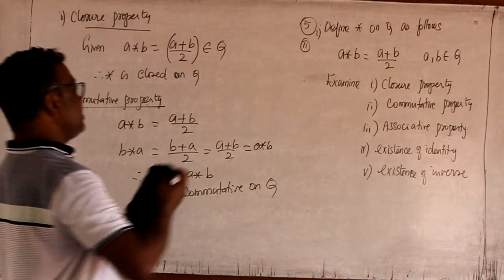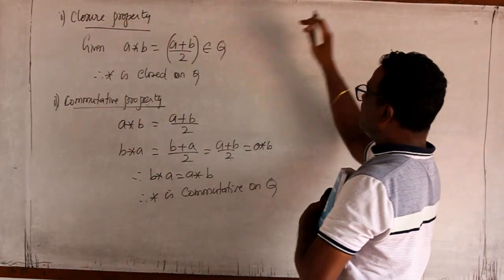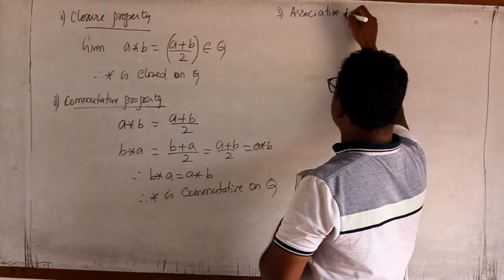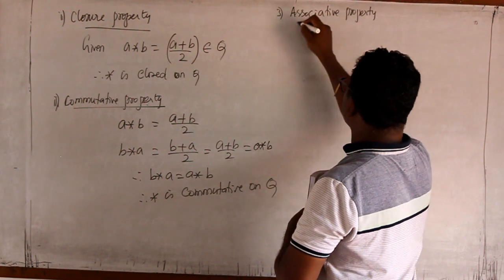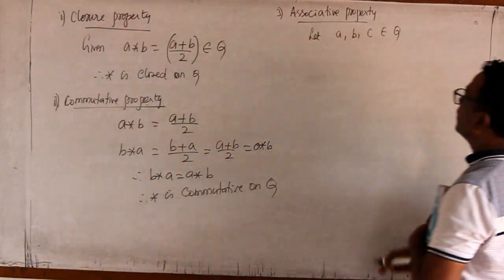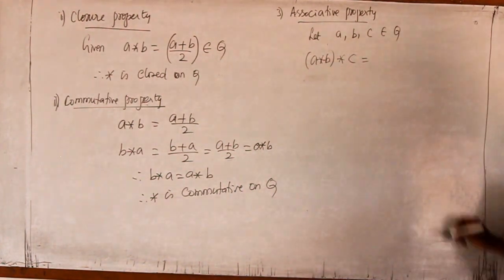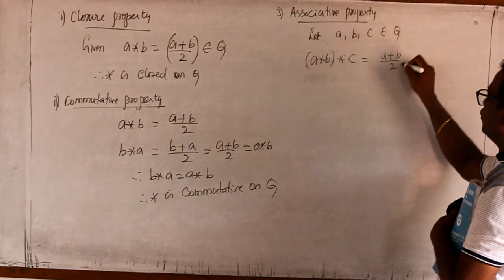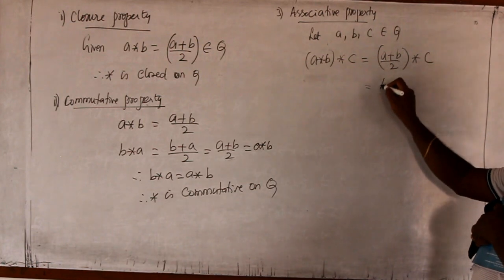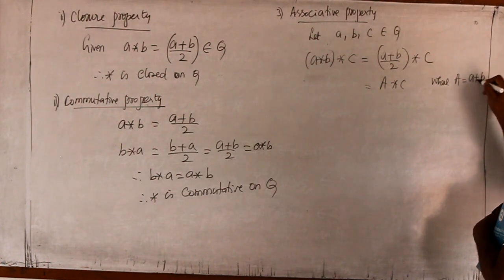Now, we shall go for associative property. Remember, the operation is A star B equal to A plus B by 2. Third one, associative property. Let A, B, C belong to Q. Then A star B star C means, we know, it is A plus B by 2 star C. Suppose you are not able to follow, I can use some other letter. So capital A star C. What is this capital A? A plus B by 2.